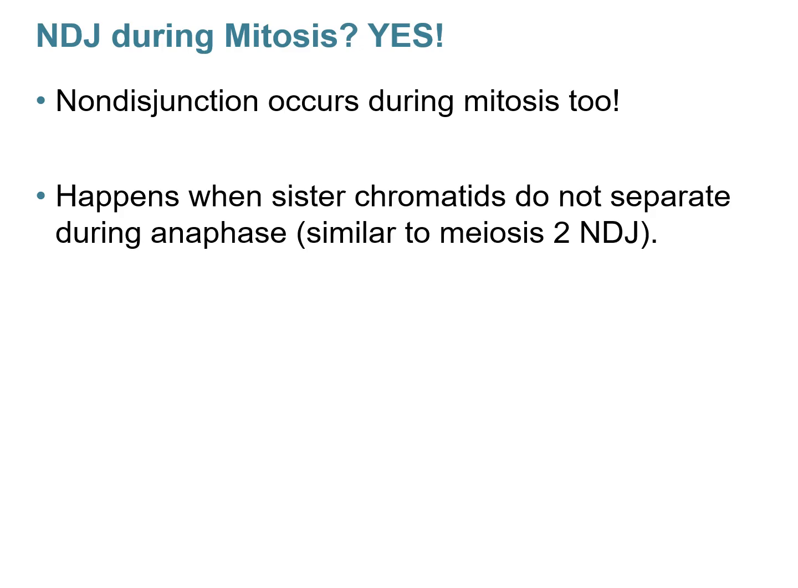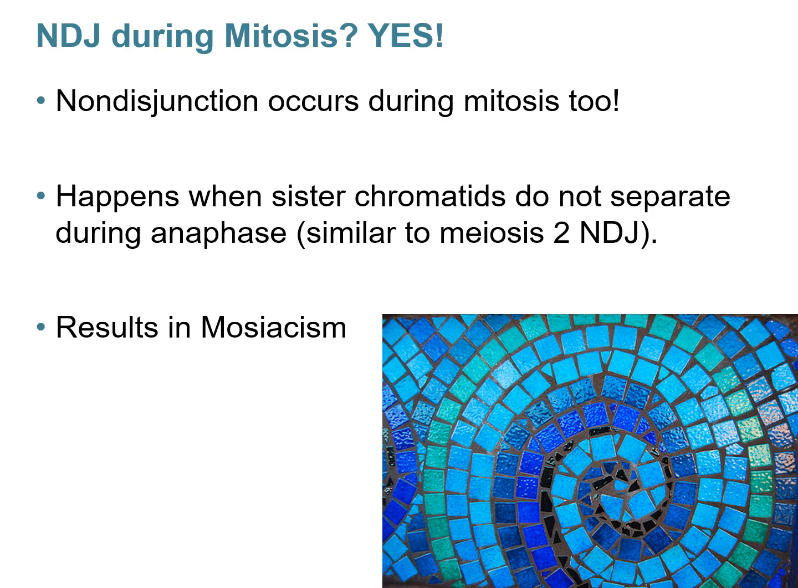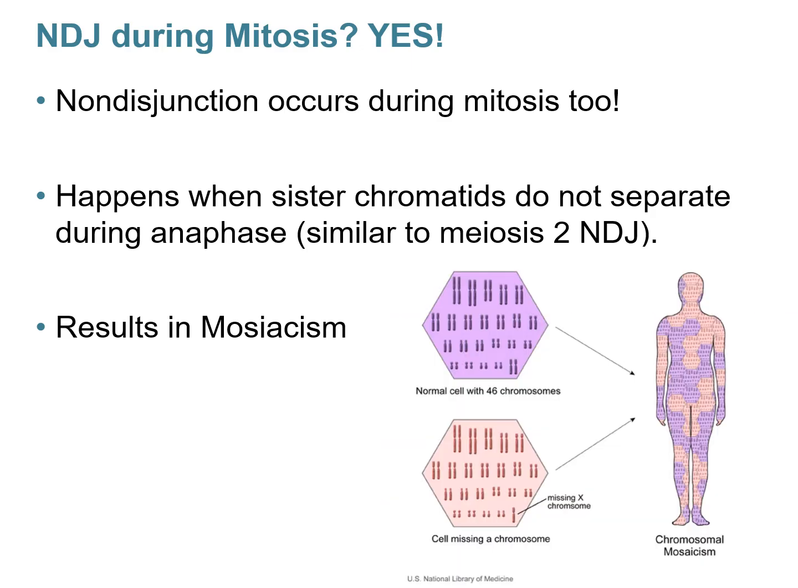Now, we've talked about how non-disjunction events can happen during meiosis. Can they also happen during mitosis? Yes, they can. This happens when sister chromatids do not separate during anaphase, similar to the non-disjunction that happens in meiosis too. These are actually relatively common and results in something we call mosaicism. This is the idea that some of the cells in your body are not identical to other cells in your body.